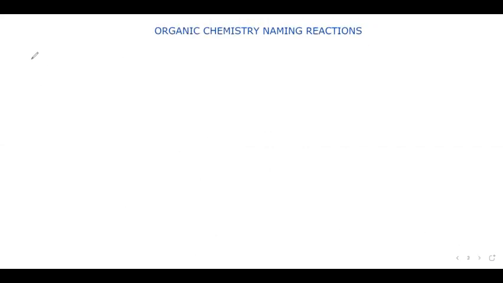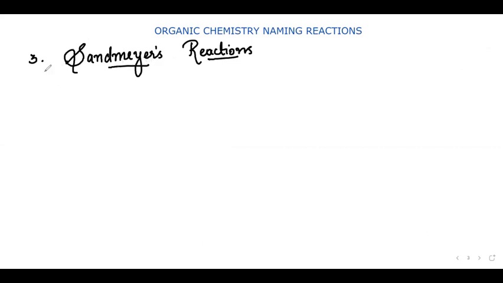And then the third most important reaction in this chapter is Sandmeyer's reaction. This reaction is another important reaction which is repeated in the amines chapter as well. So Sandmeyer's reaction is not only to prepare aromatic halide, it's also to prepare cyanide as well. In our textbook, two kinds of reactions are given.